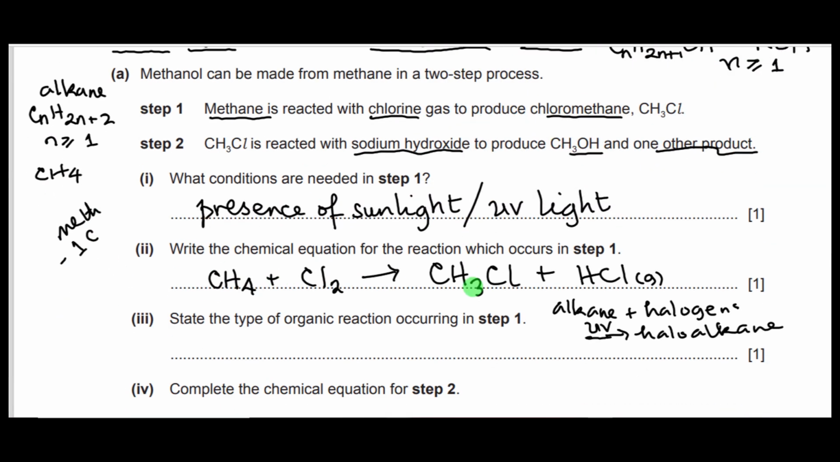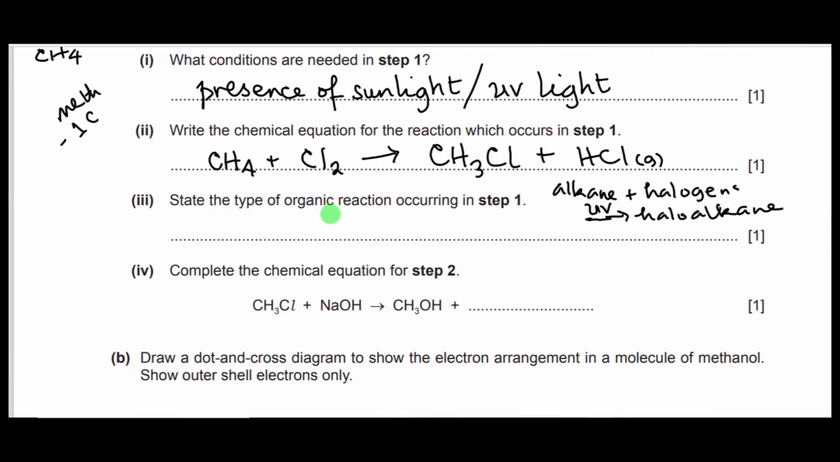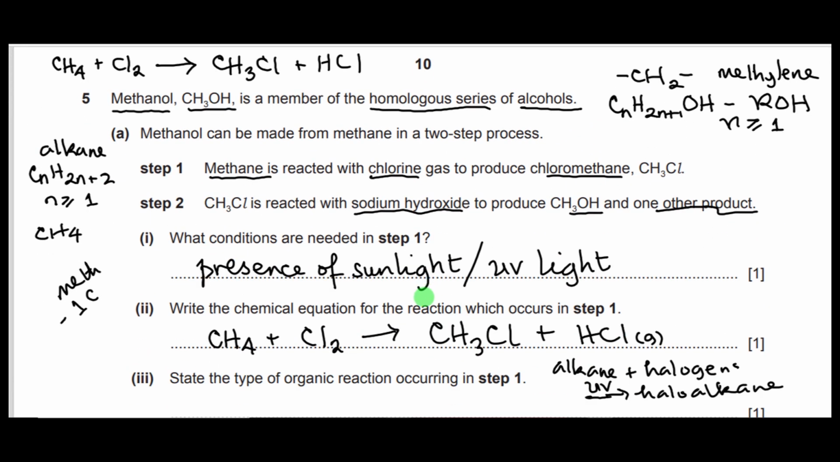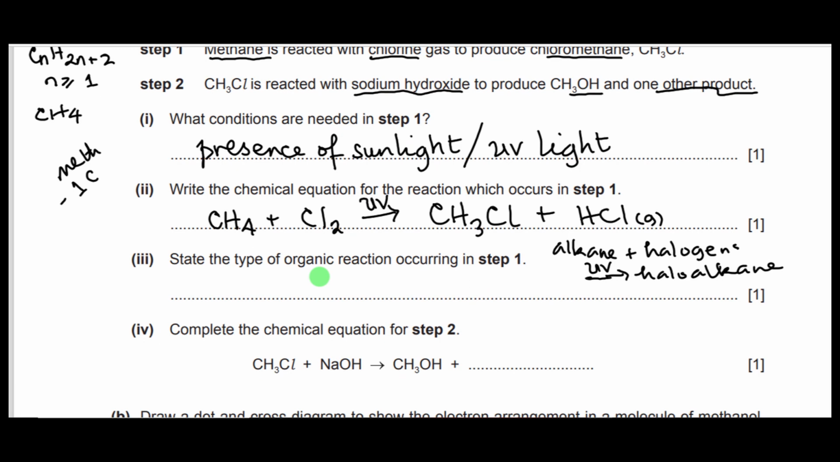We are now asked to state the type of organic reaction occurring in step 1. Sorry, I need to add this UV light. This reaction is a typical reaction of the alkanes. It's one of the chemical properties of alkanes. That's a substitution reaction.